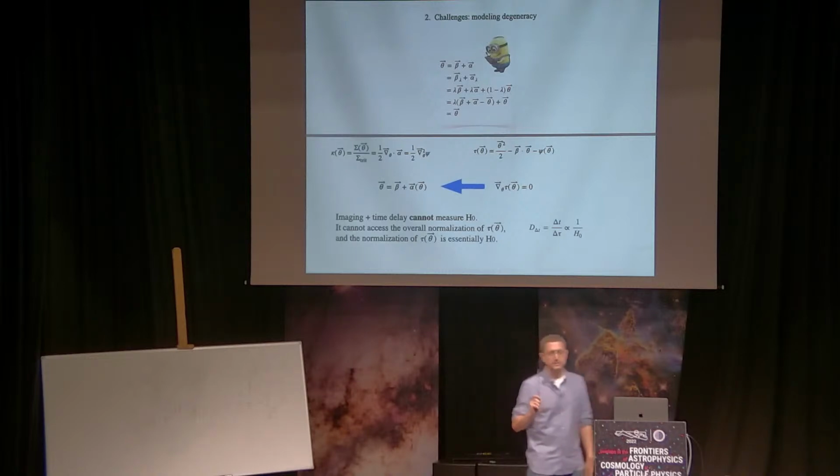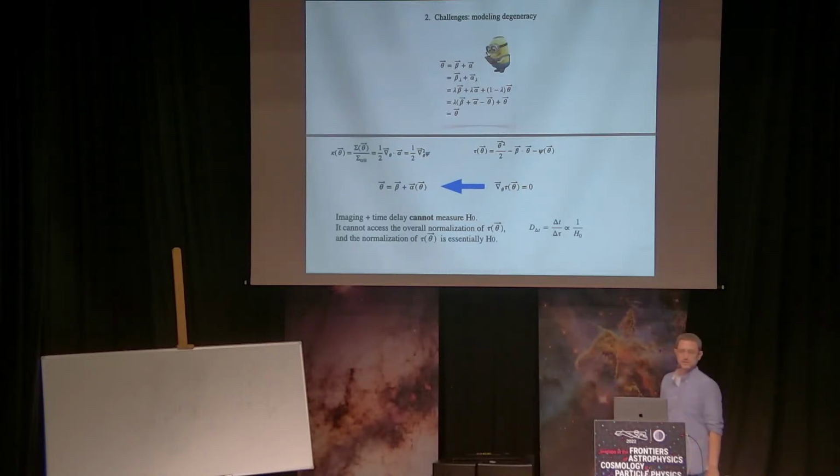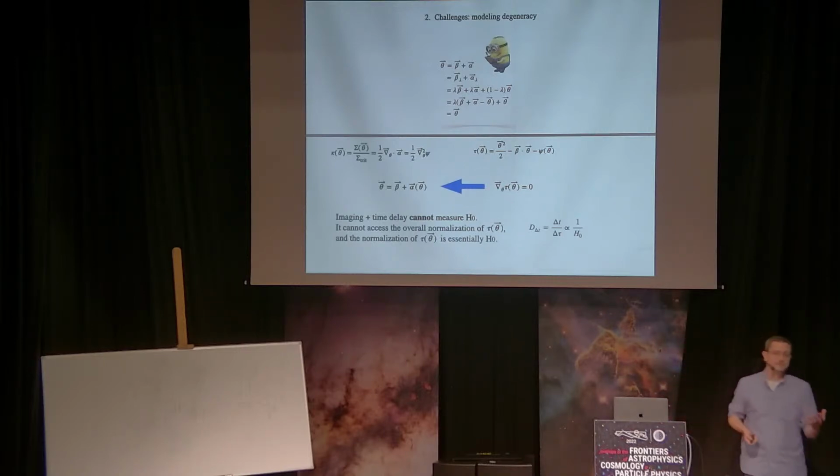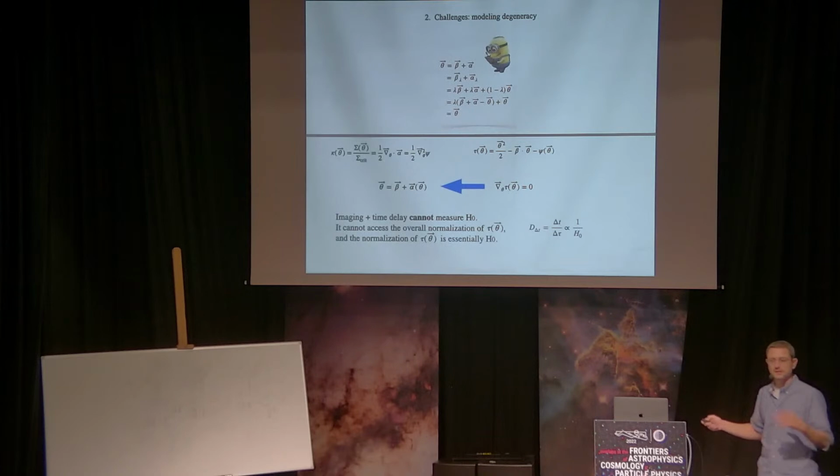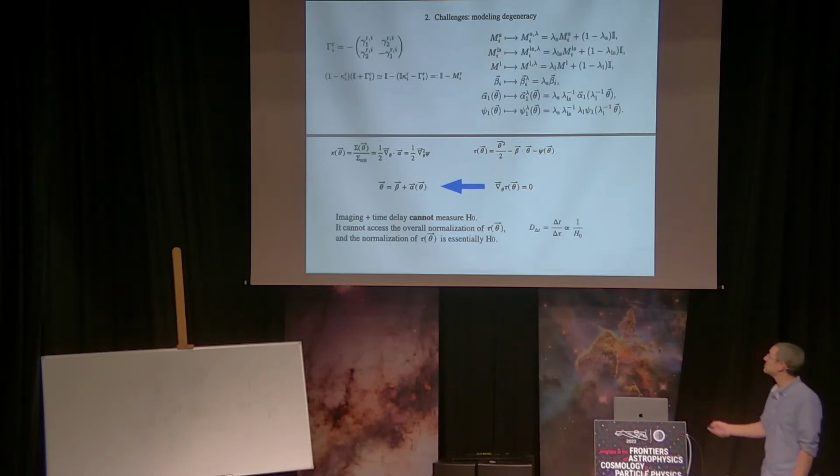It is simply not possible. There is an exact degeneracy. This degeneracy comes about because of the normalization of tau. The normalization of tau is exactly h0. Okay? So, in a way, this program would be doomed if there wasn't external information that you could try to use to save it.